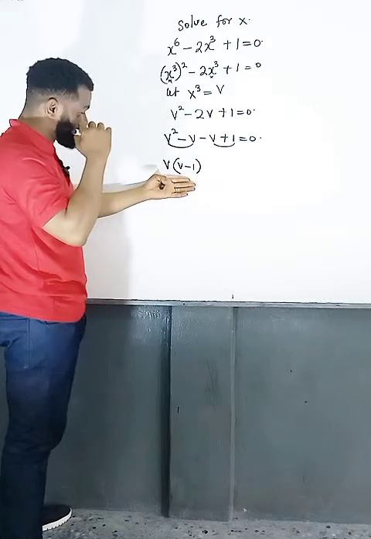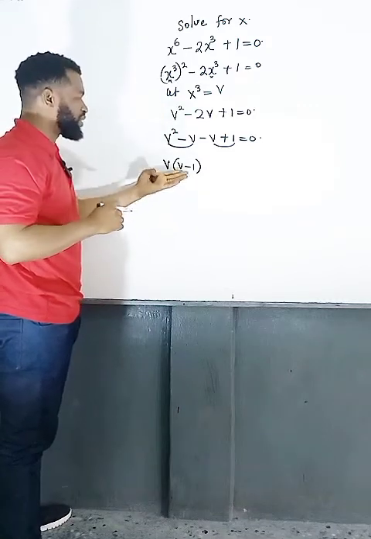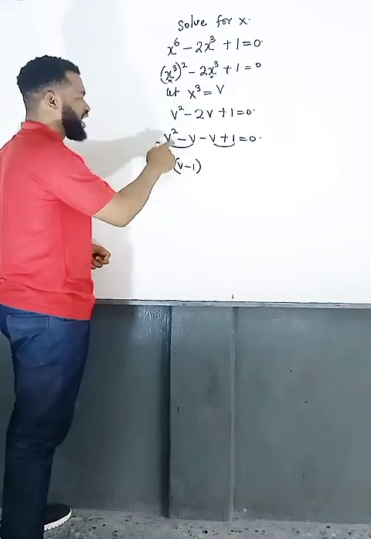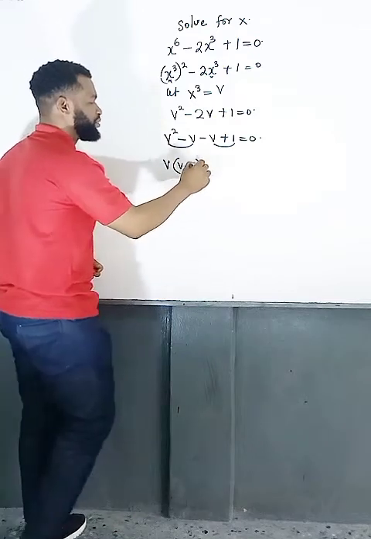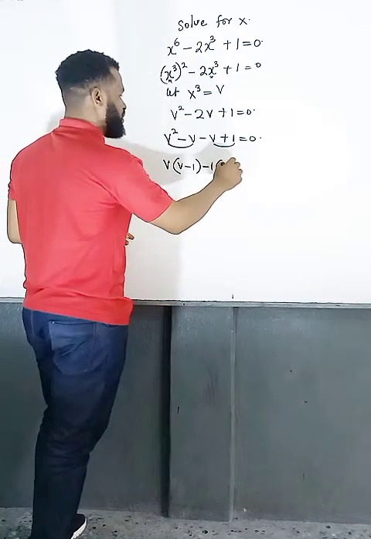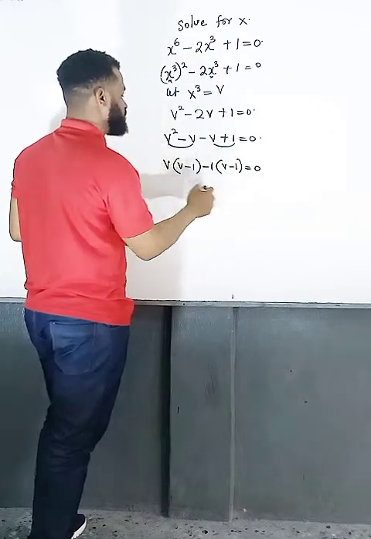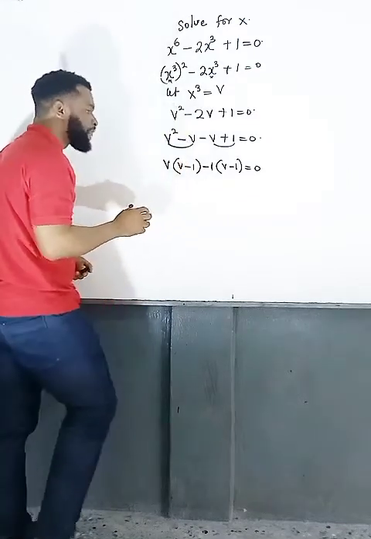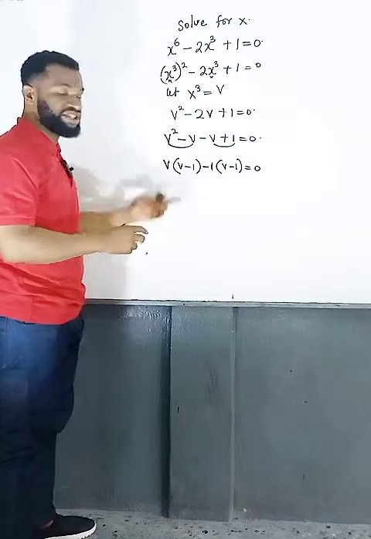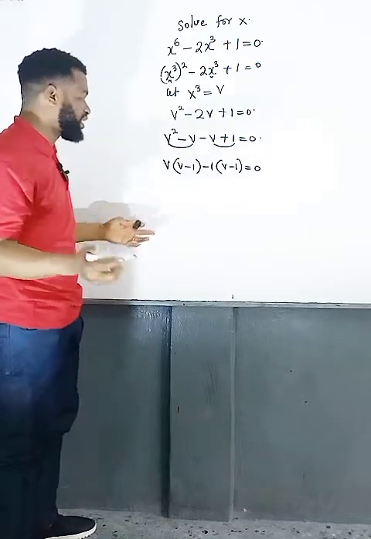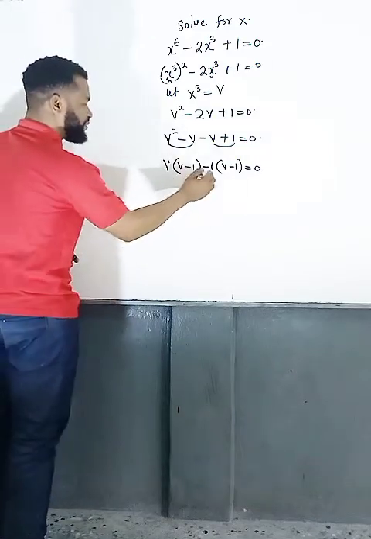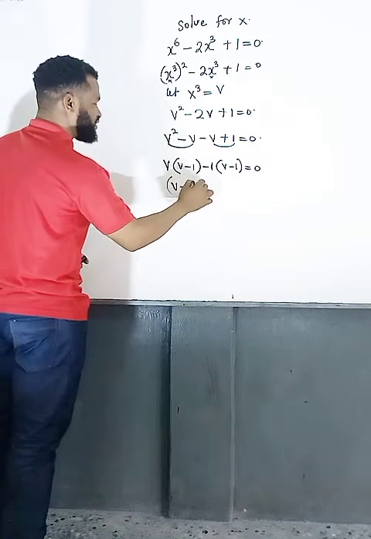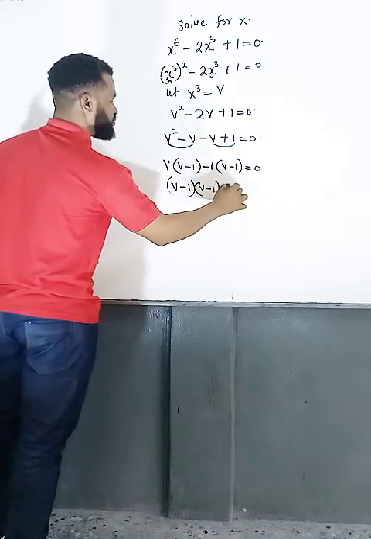I have to introduce a bracket such that when I open the bracket, I still have this expression. Minus 1 bracket v minus 1 equal to 0. This is factorization. I'm factorizing this expression. If you don't know how to do factorization, you can check my video on factorization. So I'm taking v minus 1, bracket v minus 1 equal to 0.